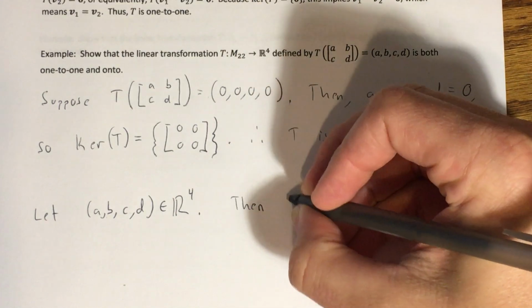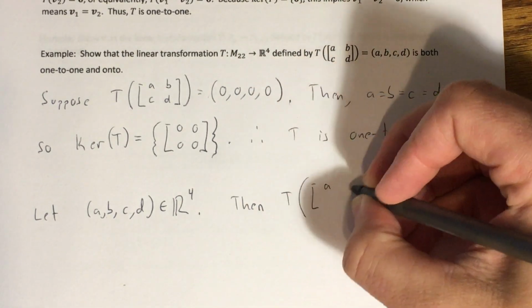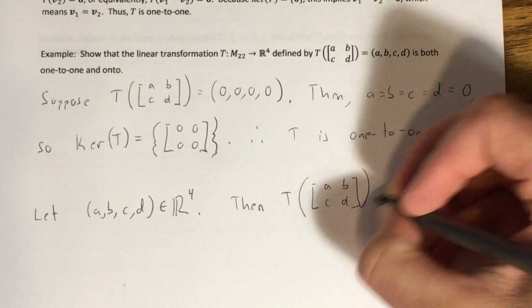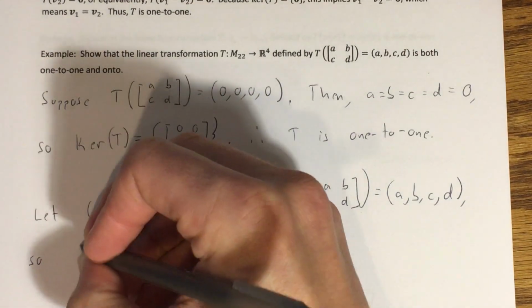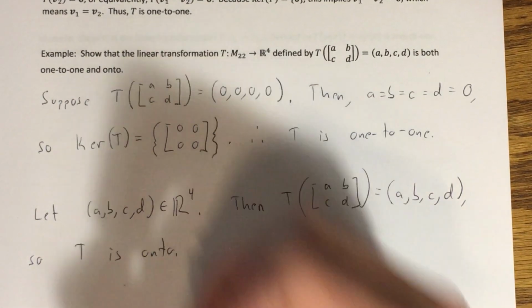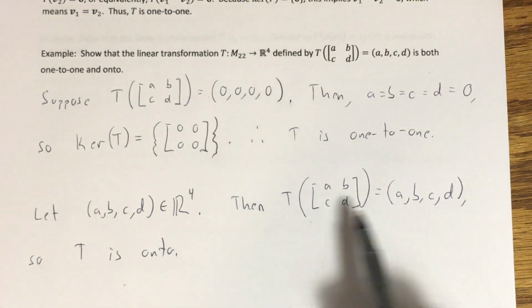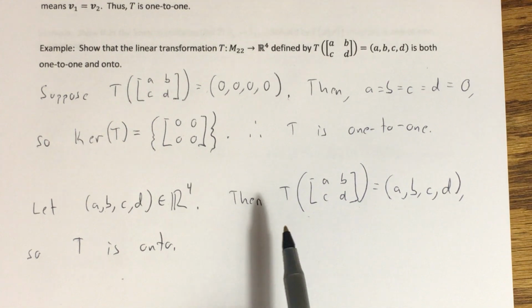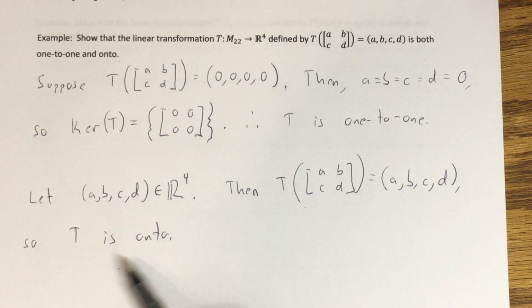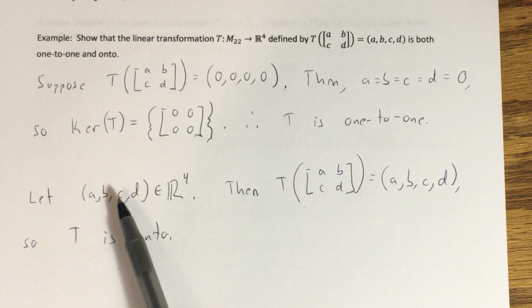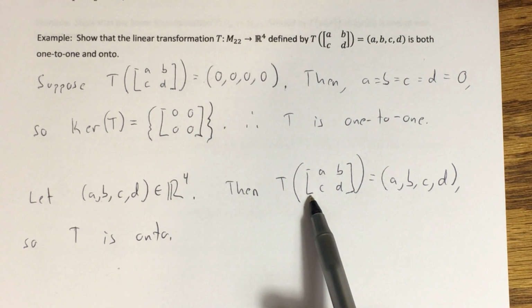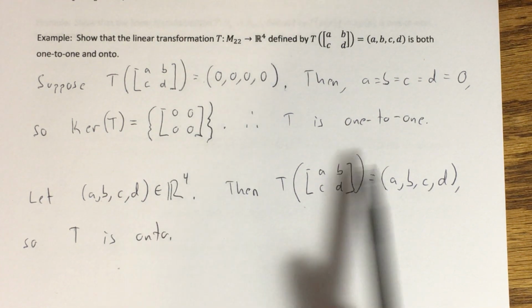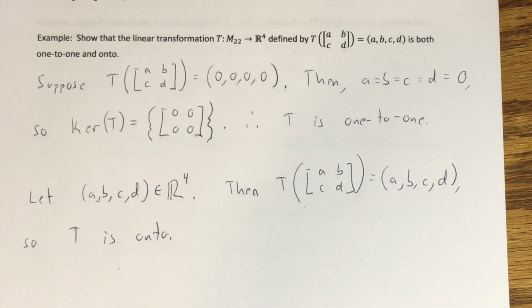Then T of A, B, C, D equals A, B, C, D. So T is onto. It seems like we didn't really do anything there. I basically just restated what this linear transformation does, right? What it's defined to be. But if you think about what we just showed, we showed that any vector in R4 shows up as the image of another vector that lives in M22, so that nothing in R4 goes unused by this linear transformation. That shows that this linear transformation is both one-to-one and onto.